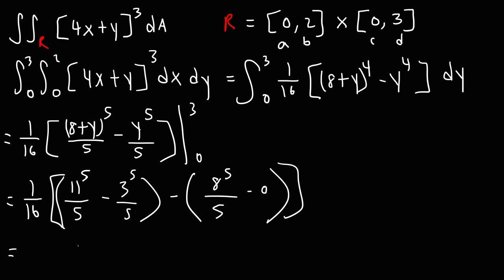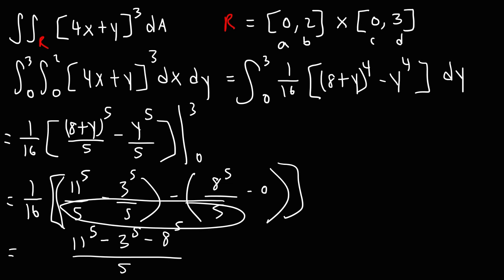So this is going to be 11 to the fifth power minus 3 to the fifth power, and then minus 8 to the fifth power. And these are all divided by 5 since they share the same denominator. And there's a 16 in the bottom, so I'm going to put 16 times 5.